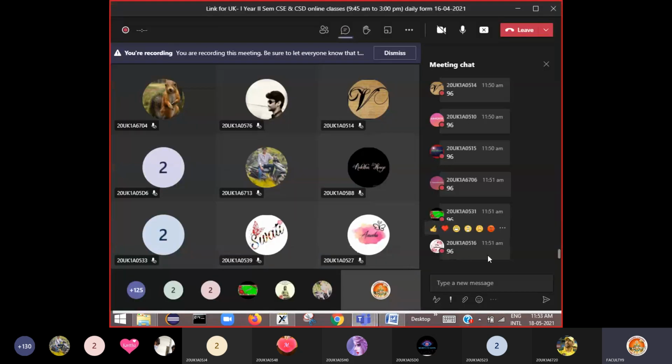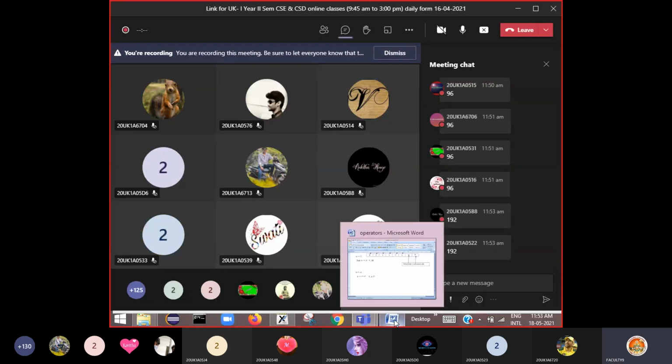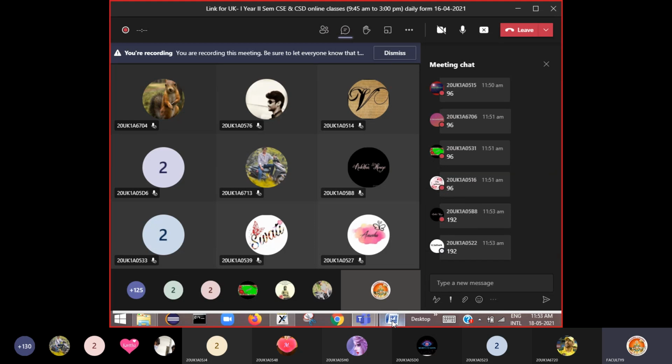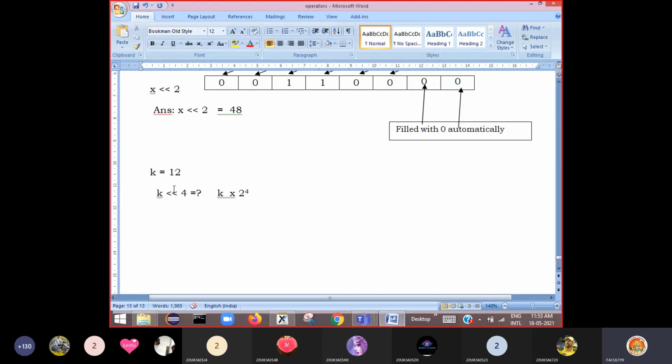No, I don't think so. 96 is wrong. Okay, so I am not asking 2 power 3 here. I am asking to move all the bits towards left by 4 positions. Move all the bits by 4 positions towards left. Move by 4 bit positions. Then this will be 2 power 4.